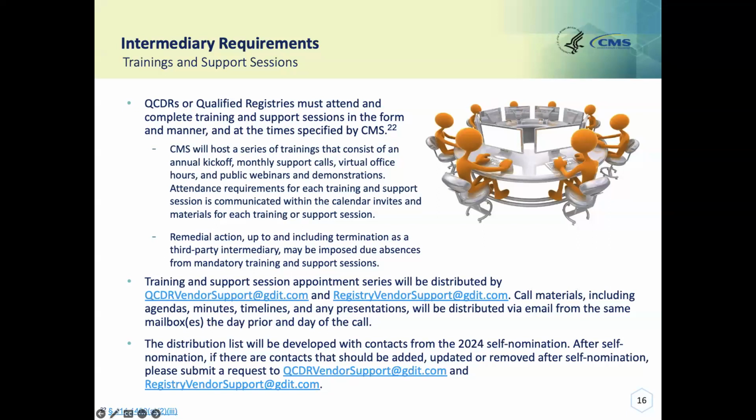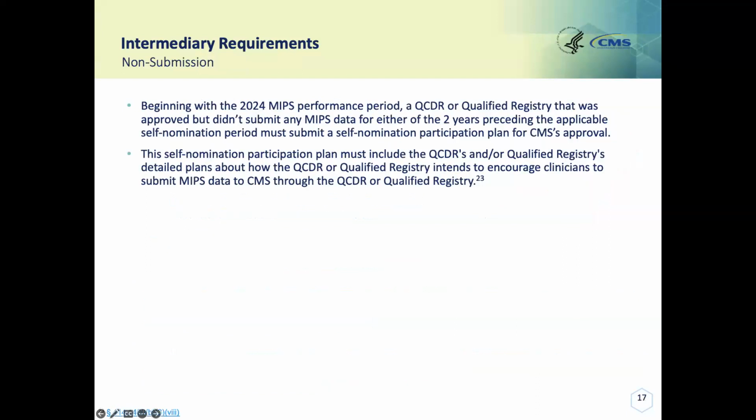So, by the end of the performance period, we usually have an insane amount of bounce backs and rejected emails from emails that are no longer valid. Maybe the domain changed, maybe somebody changed their name, maybe somebody has left the organization. So each MIPS performance period, we do create a brand new distribution list with those contacts that you include on your self-nomination. So please, as you're drafting up your self-nomination, include anyone and everyone you would like to receive any type of this documentation from the PIMS team for your QCDR or qualified registry. Moving on to the next slide.